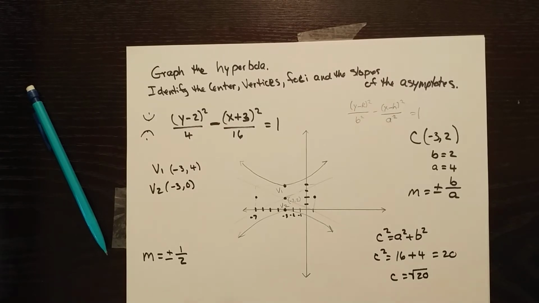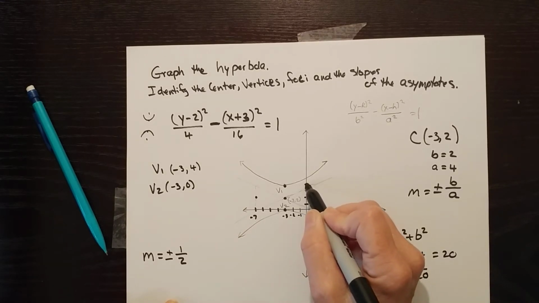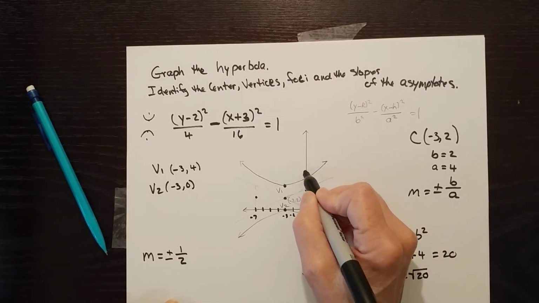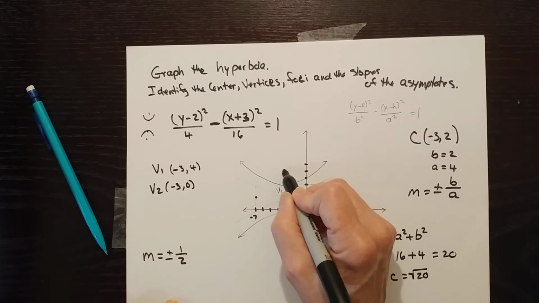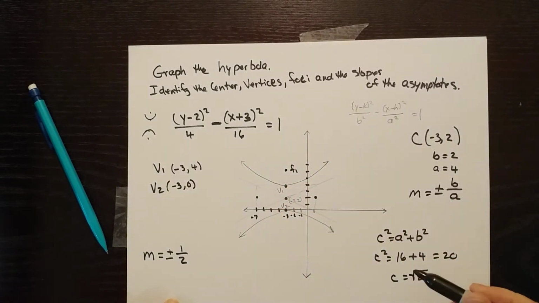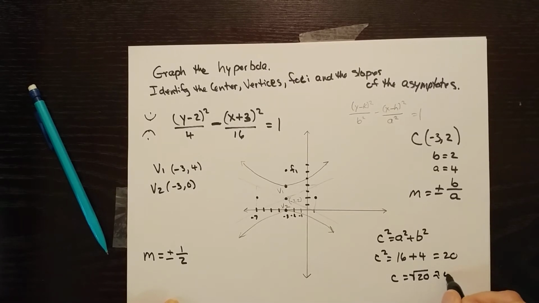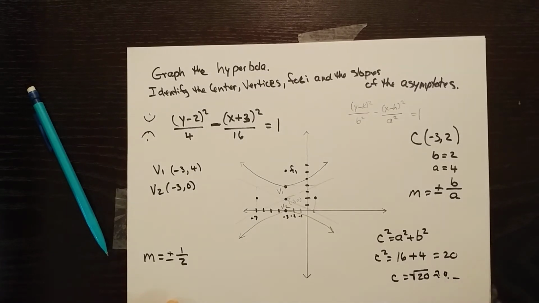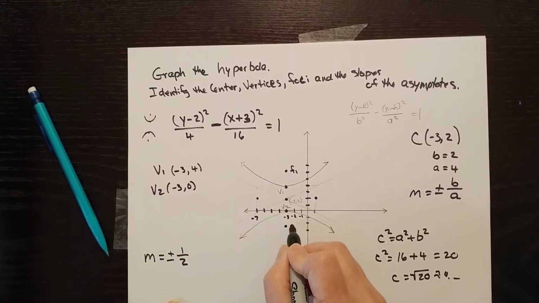I'm going to go up from the center. Let's see. 1, 2, 3, 4, 5. Somewhere between 4 and 5, I'm going to put my foci. This will be F1. Somewhere between 4 and 5, this is 4 point something. You could use your calculator to get a better estimate. I'm going to go down 4 units from the center, 1, 2, 3, 4, 5. This will be about right here. All right, so this is F2.